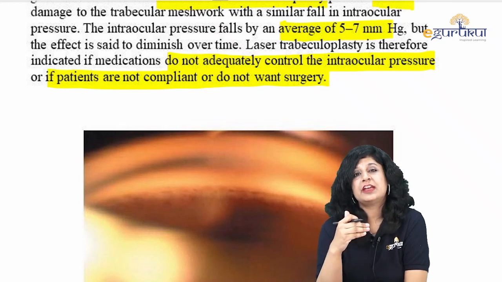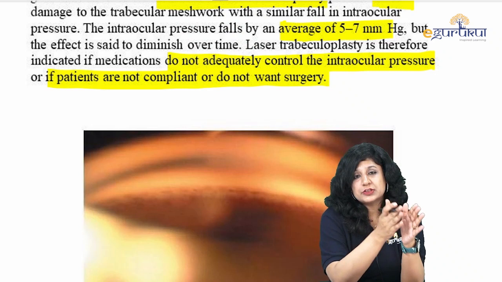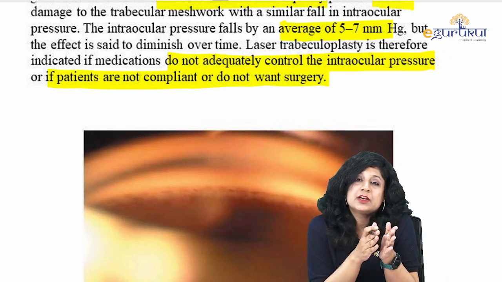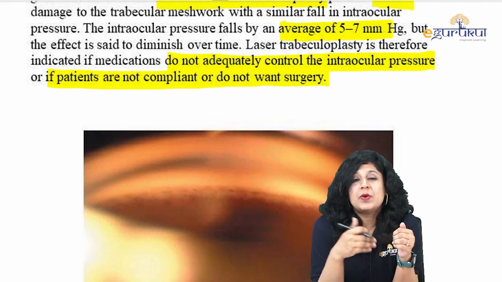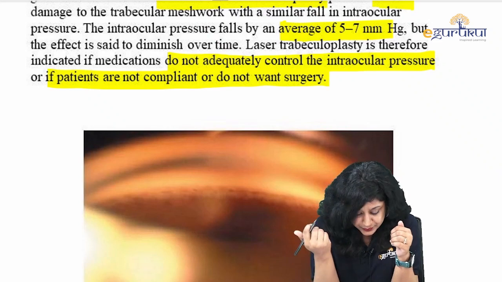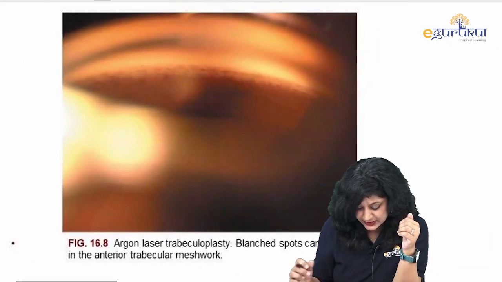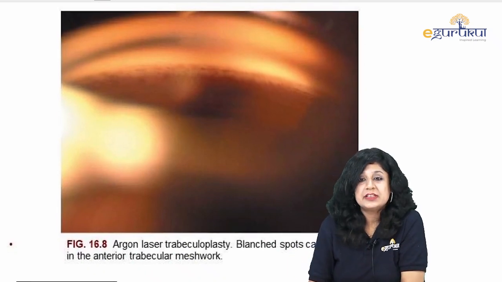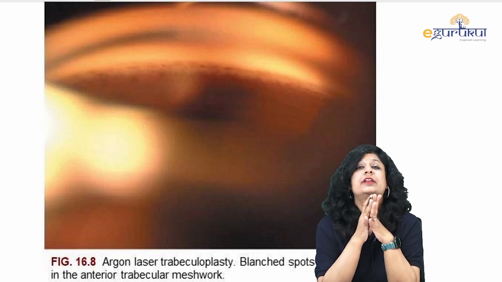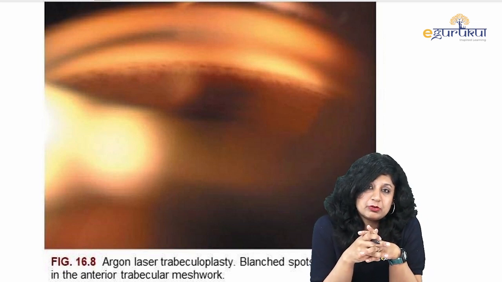Now you have to be very careful. The treatment of choice for the prophylaxis in cases of open angle glaucoma and in cases of angle closure glaucoma differs. In cases of open angle glaucoma, it is laser trabeculoplasty, while in cases of angle closure glaucoma, it is laser iridotomy. Okay, so if you see argon laser trabeculoplasty, you can see the blanched dots. Can you see? These are actually given in the trabecular meshwork in order to cause the laser trabeculoplasty.